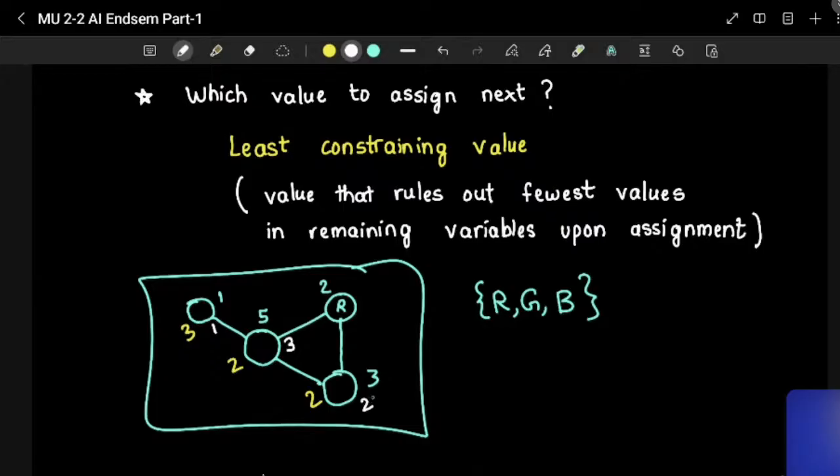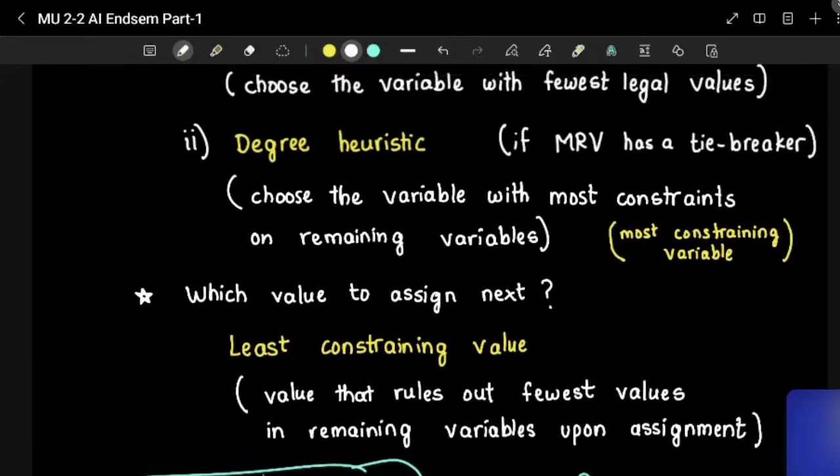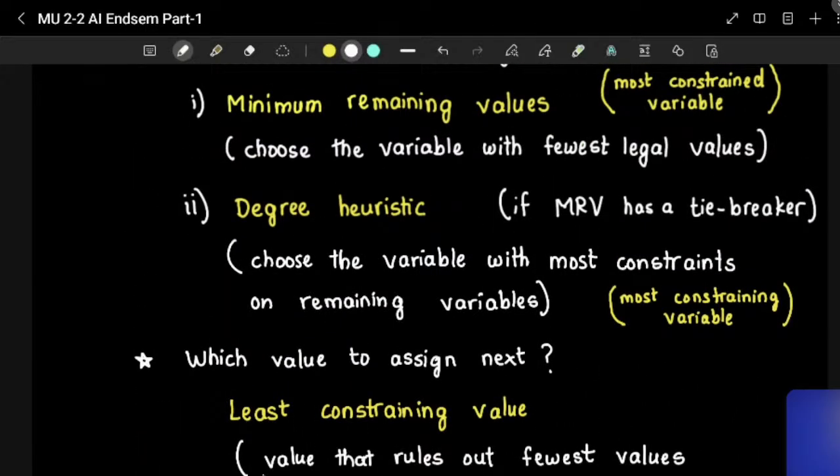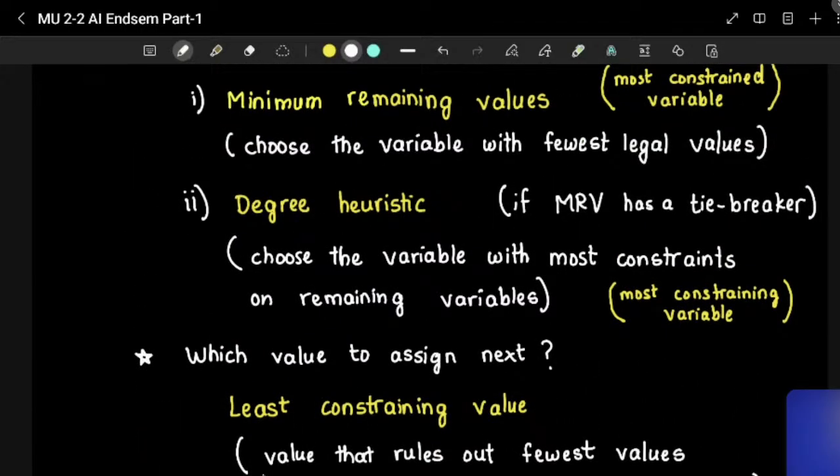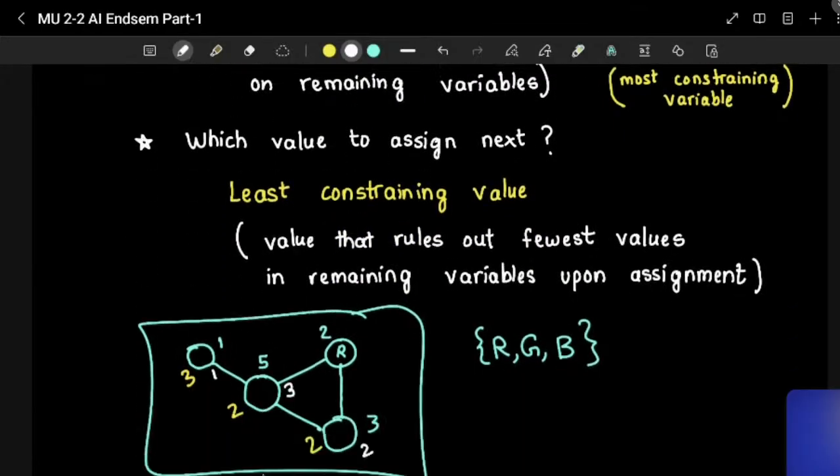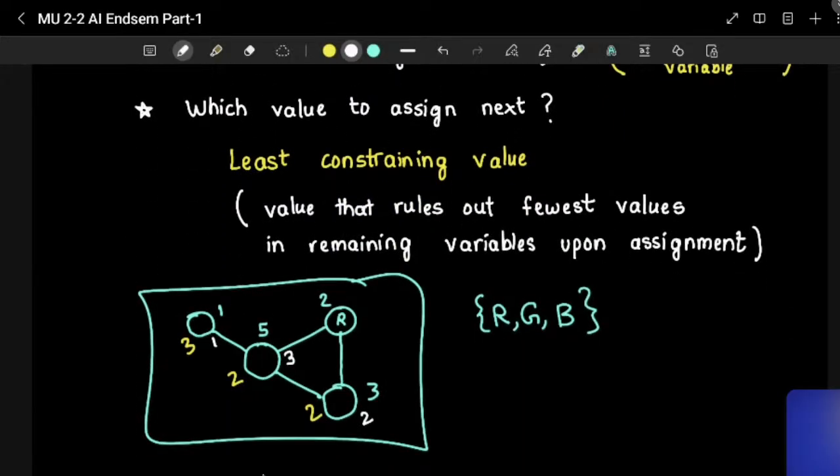Variable 3 has 2 constraints. It's putting a constraint on only variable 2 and variable 5. Variable 1 is putting its constraint only on variable 5. So again, you can safely assign variable 5 its value. Okay, done.